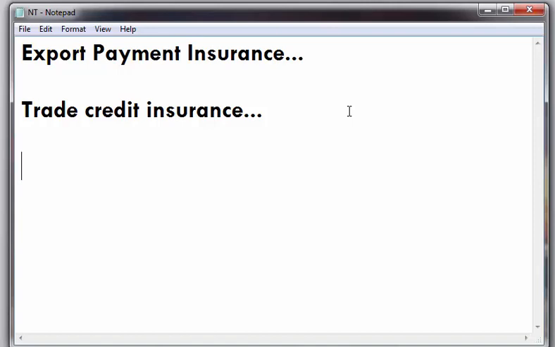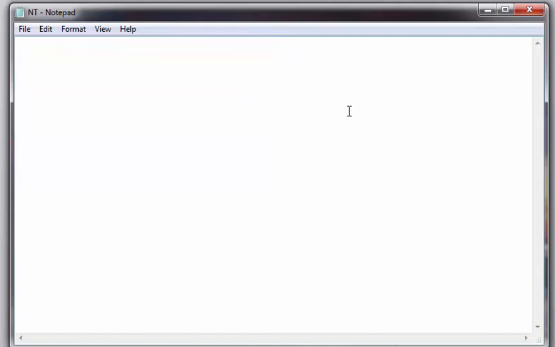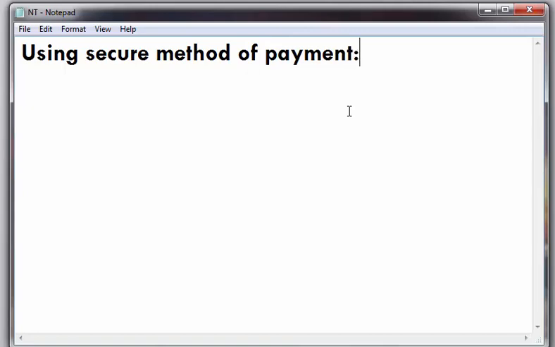Another one is you need to use a correct and secure method of payment. Like I always say, if it is a new buyer, maybe someone you are just meeting for the first time, it is always good to ask him to pay in advance. You understand? It's always good to ask him to pay in advance. With that, you will know that you already got some money.